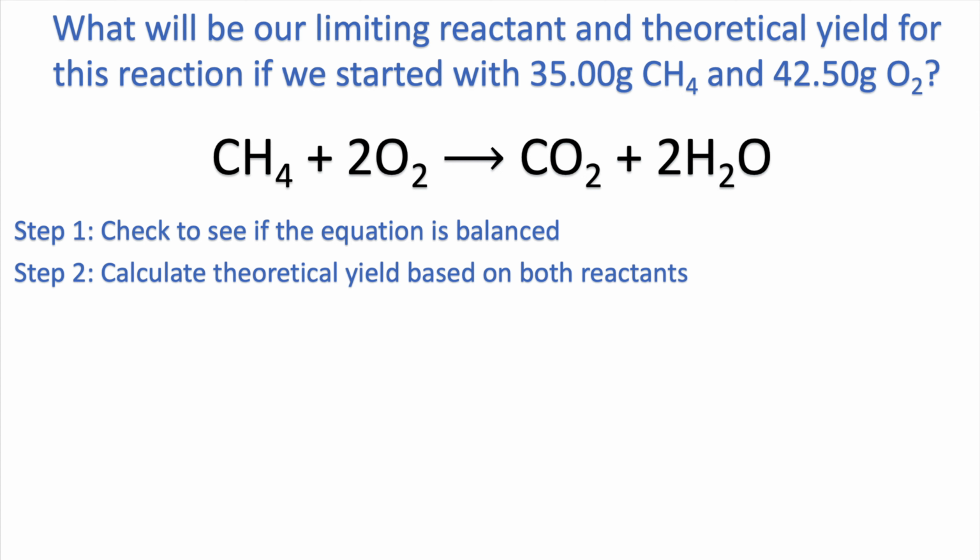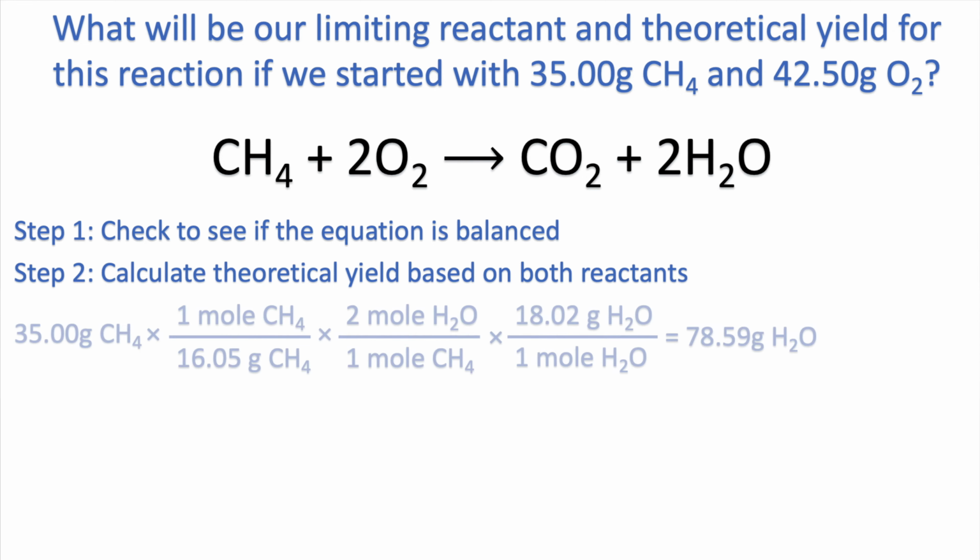Therefore, what we need to do is calculate the theoretical yield for each reactant amount, meaning we need to perform 2 separate calculations. The reactant that produces less product will be our limiting reagent because it will have been completely consumed before the other. Our first calculation will be in respect to methane. These steps will be the same as before, converting the mass of methane to moles, then using the ratio of coefficients to convert to moles of water, and finally using the molar mass of water to convert to the mass of water. This gives us the same yield as before, which is 78.59 grams of water.